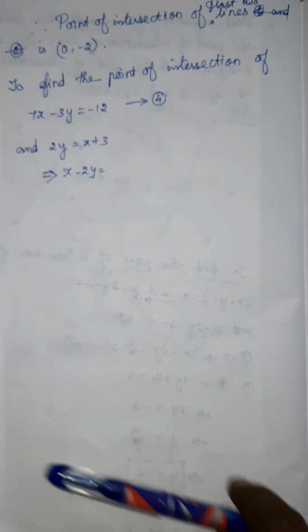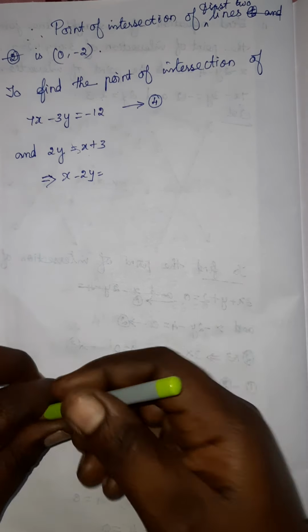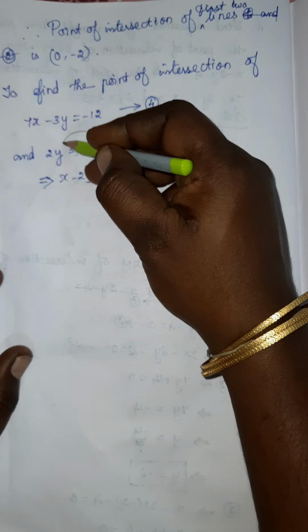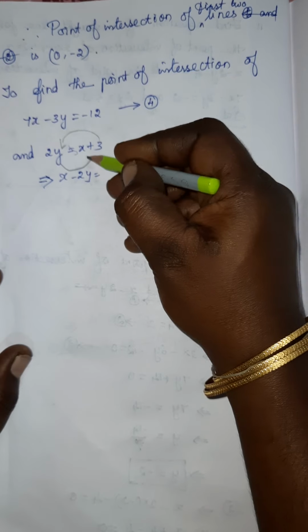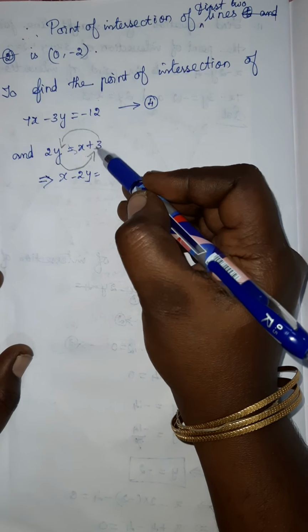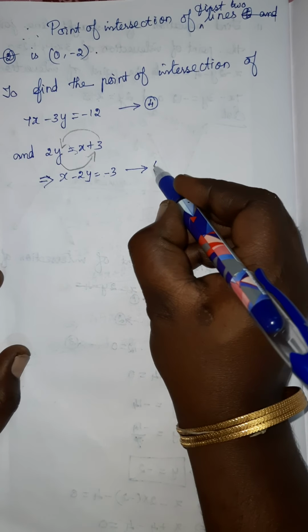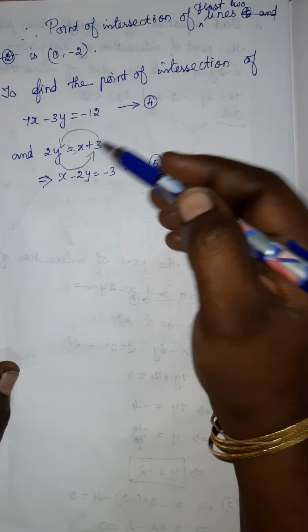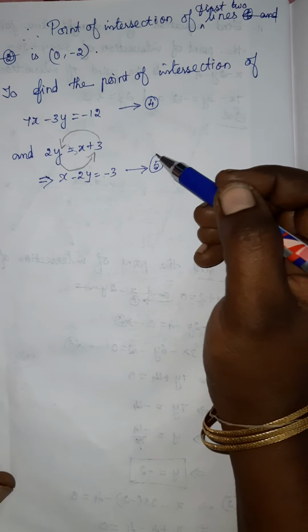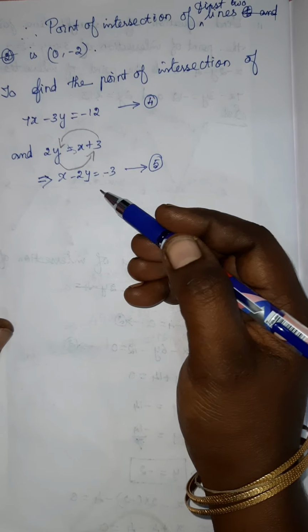Okay, x minus 2y. Then you transpose the constant term and y term. Understood? So x minus 2y, this plus 3 will change as minus 3. This equation you put the name as equation number 5. Now solving 4 and 5, we will get the point of intersection.